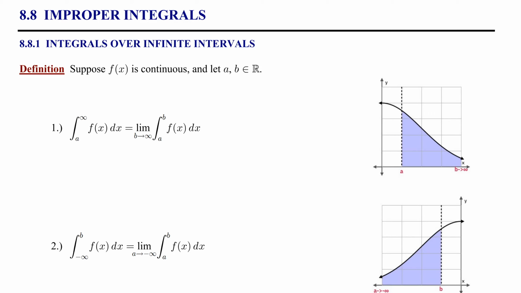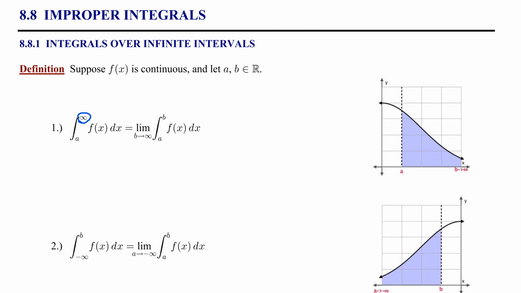Now, let's suppose that our integrand f of x is continuous, and when we see a and b, we'll assume that they represent real number constants. There are three situations that we may encounter with infinite limits of integration. The first is the integral from a to infinity of f of x dx. What makes this integral improper is the infinite upper limit.